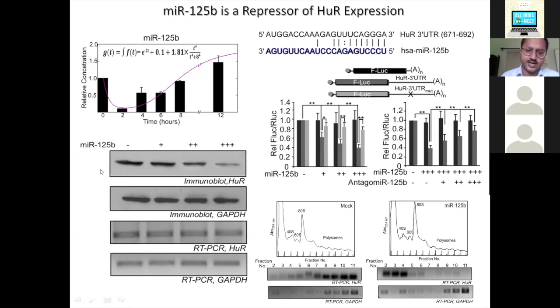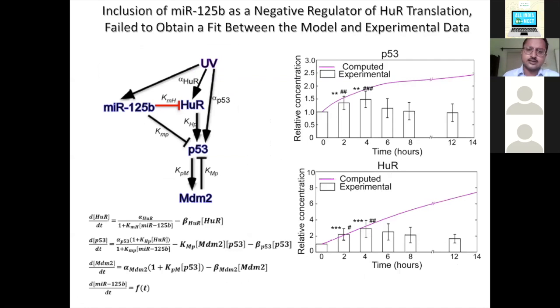So with MIR125 overexpression, you can see HuR level going down. Then we can show that the HuR translation is inhibited when MIR125 is overexpressed. So a whole lot of experiments were done, which prove that MIR125B is also a repressor of HuR. So now we put that in the network. So we add a new H to the network, and therefore now we have MIR125B in this HuR expression differential equation. And now we again do the simulation.